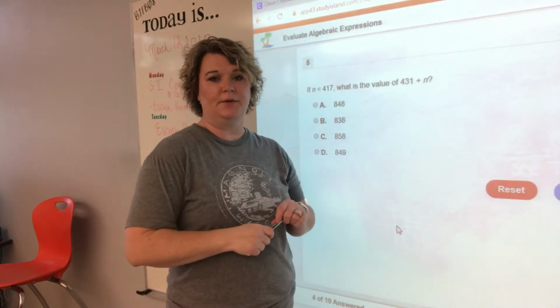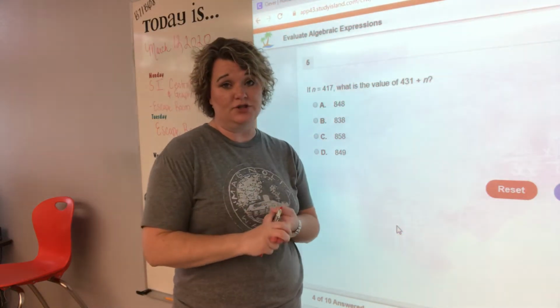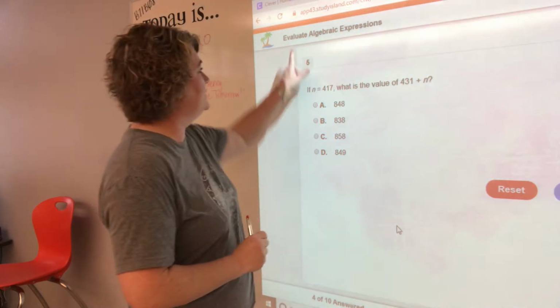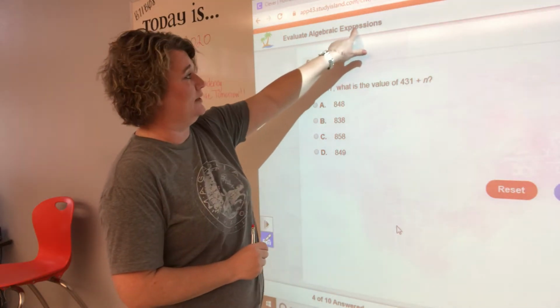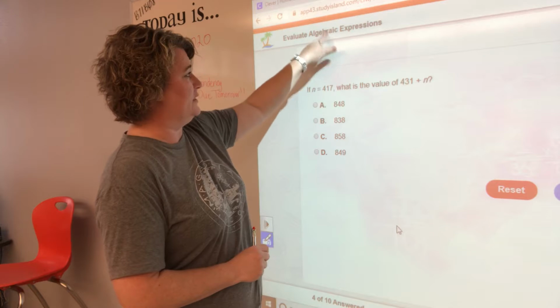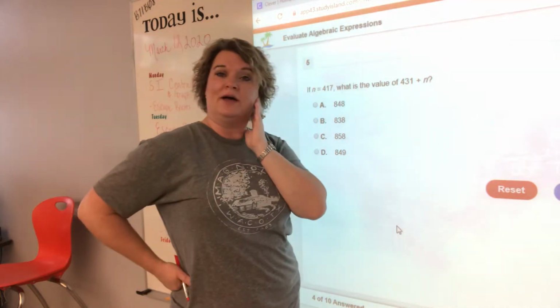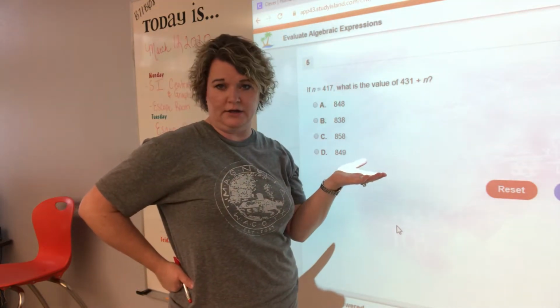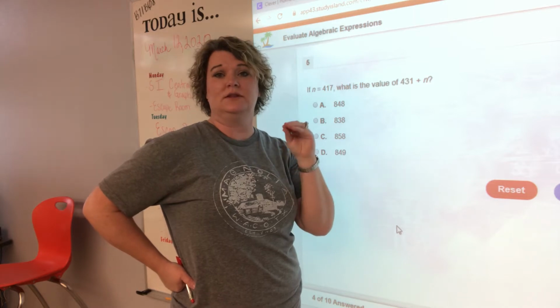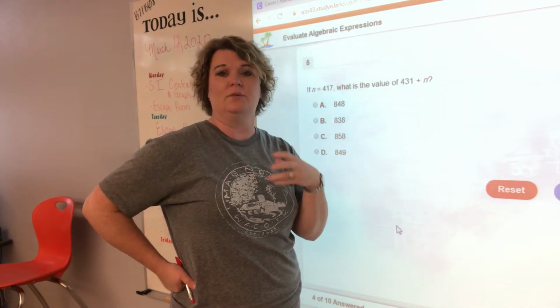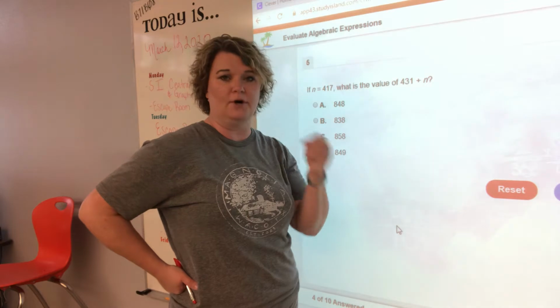Okay, so I think the second lesson I want you to do on Study Island is evaluate algebraic expressions, which is just a fancy word for algebra. And remember, when we talk about algebra, it just means that there's a letter in there, and a letter just means that that's a missing number. So we've got to figure out what that missing number is.